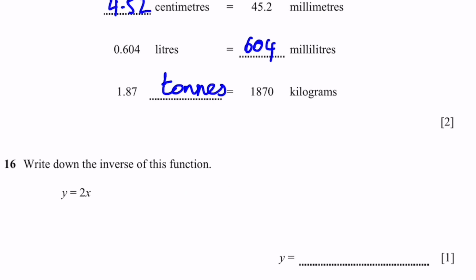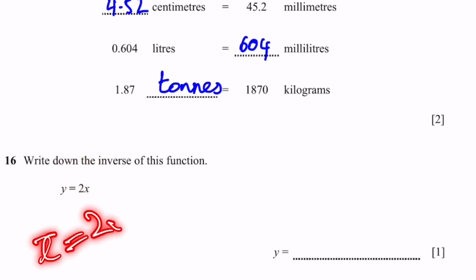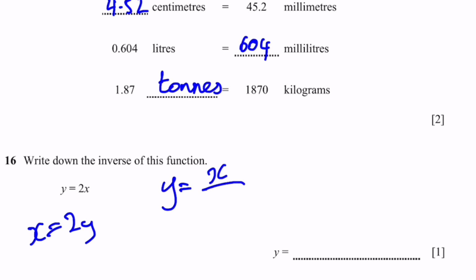Question 16. Write down the inverse of this function. So we have this function y equals 2x. Just need to write the inverse. What we do with this is, first let's replace the values of x and y. What that means is that we switch the places of x and y in this function. That means x equals 2y. Now for this function, you make y the subject. So when you make y the subject, the 2 will go to the other side and it will be divided by. That means y is equal to x divided by 2. That's the answer.